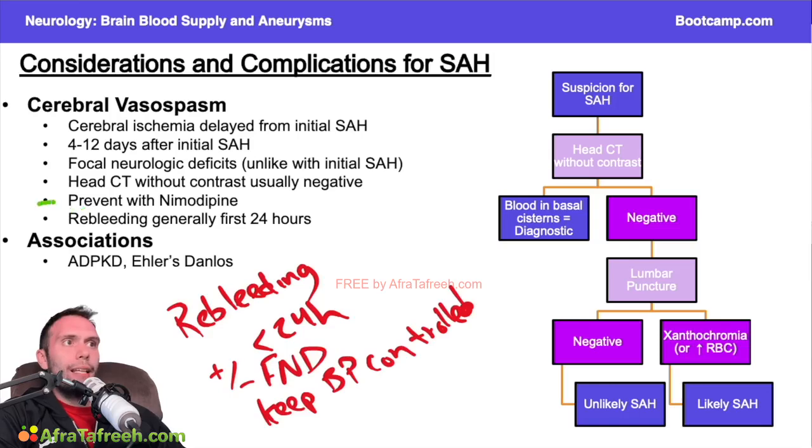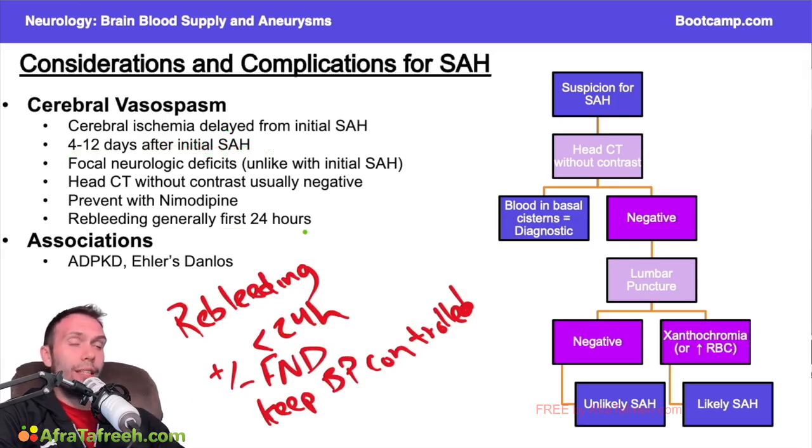This is prevented by giving the patient nimodipine. This is very high yield. Now, the nimodipine is for preventative measures, so it's given almost prophylactically to prevent the cerebral vasospasm from happening. In a way, it's primary prevention for cerebral vasospasm. And again, timeline is important. Cerebral vasospasm, 4 to 12 days after the initial subarachnoid hemorrhage; rebleeding, less than 24 hours. Okay, so make sure you're good on your timeline.